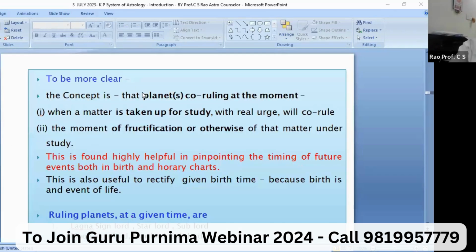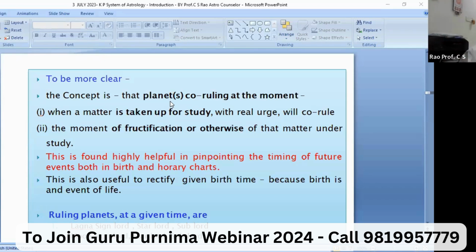To be more clear, the concept is that planets co-ruling at the moment when a matter is taken up for study with real zeal will co-rule with the time of judgment, with the fructification or otherwise of that matter under study. This is found highly helpful in pinpointing the timing of future events. Suppose somebody asks, when is marriage likely to happen? Suppose as per the Dasha Bhukti, you are getting married in the next year, 2024. As per so-and-so Dasha, that will be coinciding with today's ruling planets.